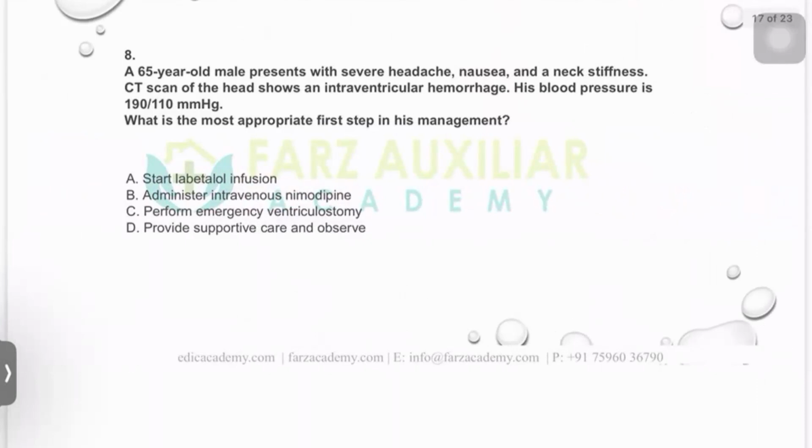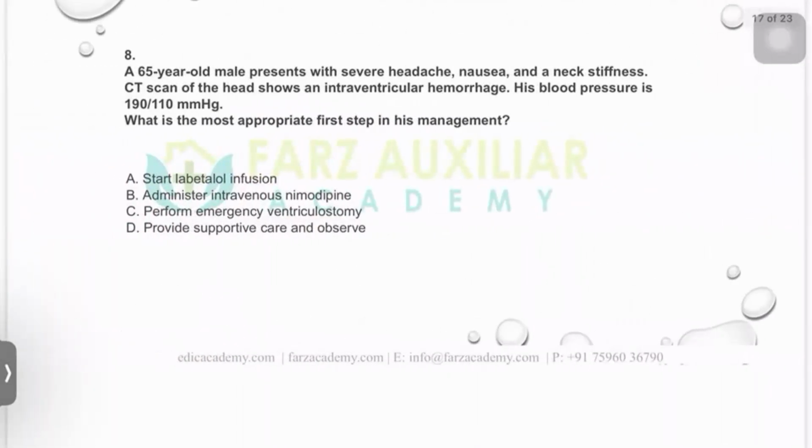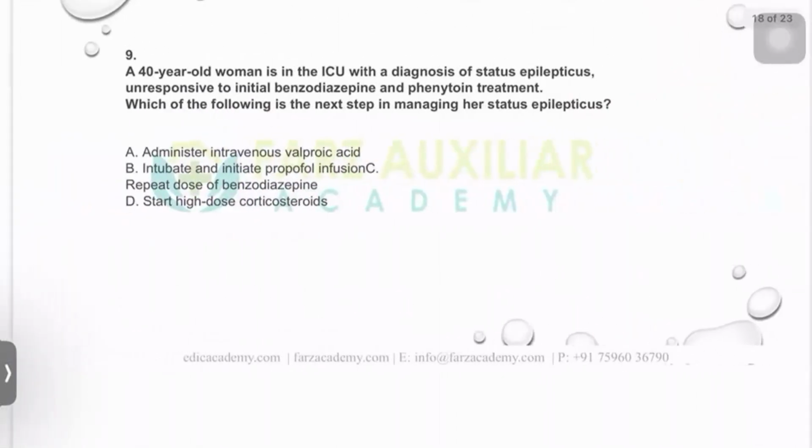A 65-year-old male presents with severe headache, nausea, and neck stiffness. CT scan shows ICH. BP is 190 by 110. Similar question, but the drug of choice has changed. The answer is now labetalol. So now it is not B, now it is A. Why? Because it is ICH. And what is the target BP here? Less than 140/90. Wonderful. In SAH, it is 160/90.